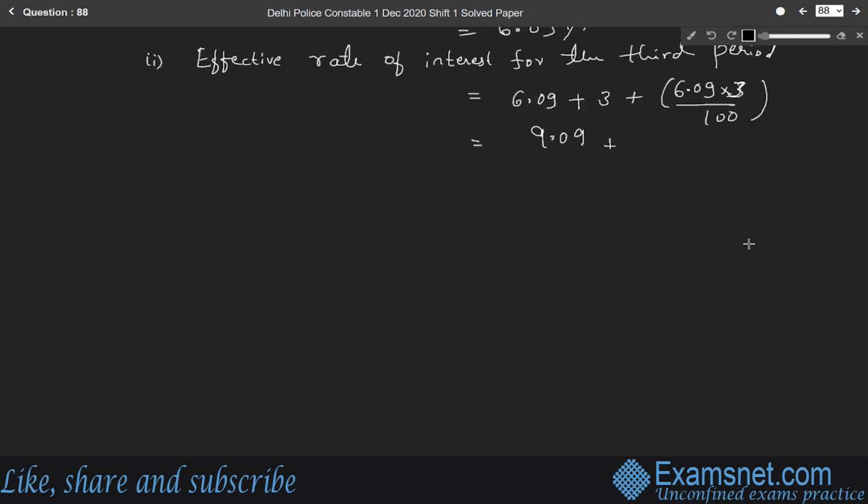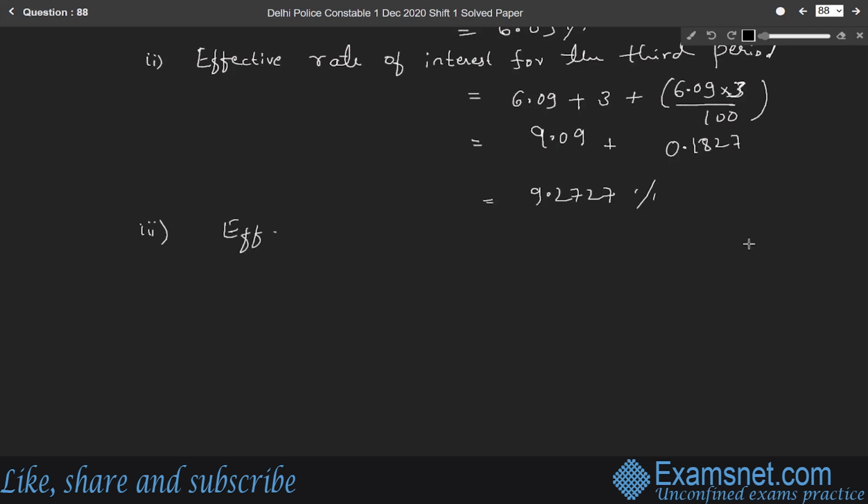Plus, so this value becomes 0.1827, which is equal to 9.2727 percent, right? And the third step is the effective rate of interest for the last period, that is the fourth period.